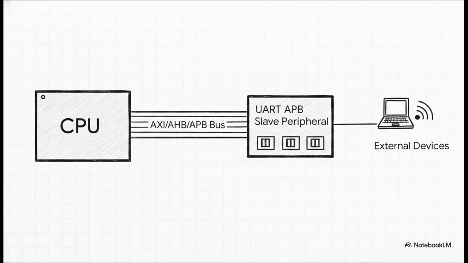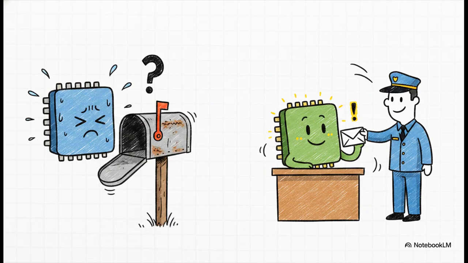The CPU controls the UART by reading and writing to very specific memory-mapped registers. For example, it'll write to the control register to enable the UART, the baud register to set the transmission speed, and the data register to send the actual payload out to your PC, a Bluetooth module, or maybe a GPS sensor. Now, how do we handle that incoming data efficiently?